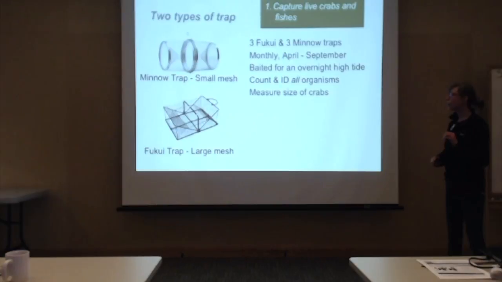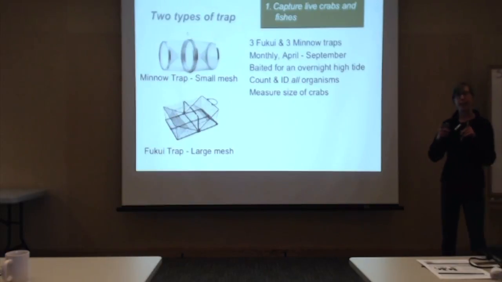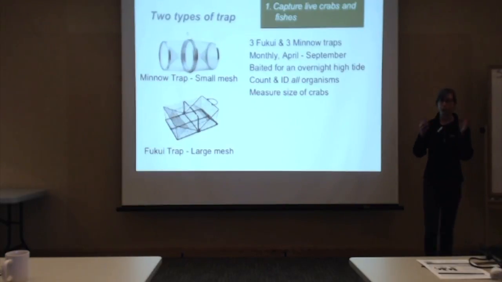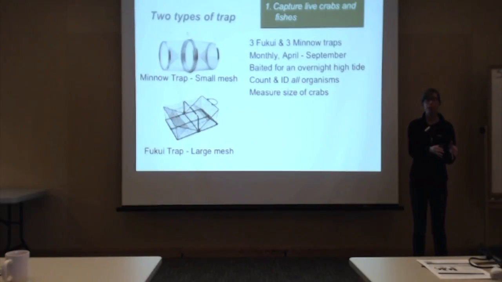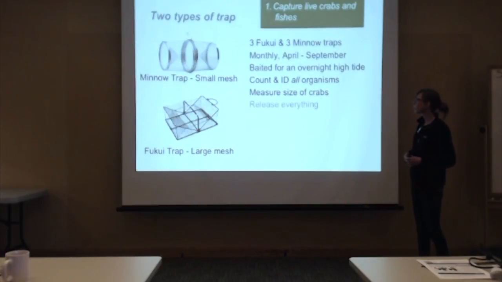A subset of the crabs, we're going to take size measurements on them. The reason we're doing that is that it will give us information about the age of the crab population. Do we have a bunch of really tiny crabs, indicating that we've just had a recruitment event, a reproduction event, or are they all fairly old and there's no reproduction going on? This tells us about the age structure of the population.